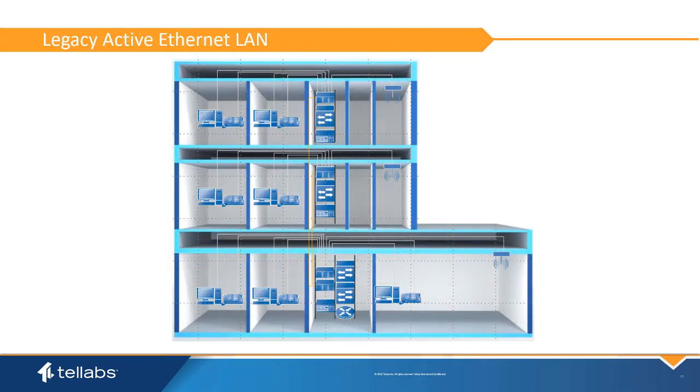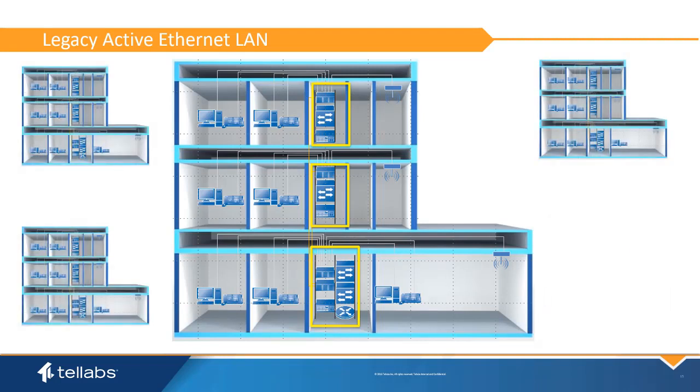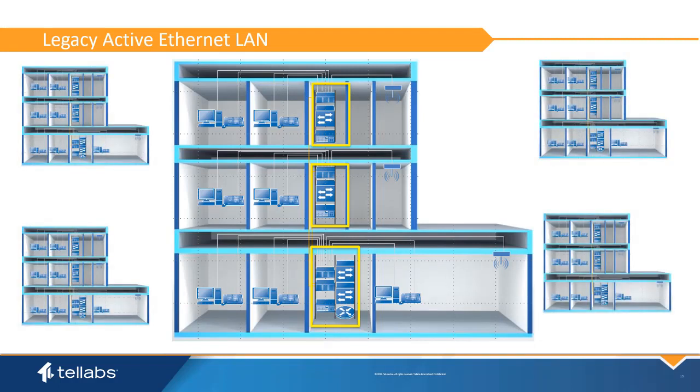Let's look at these architectures a little more closely. First, let's look at a legacy traditional LAN. What you can see here is that you have equipment racked and stacked in all of the telecommunication closets and in the main data center. If you want to replicate this action on campus, it's going to be the same amount of equipment and electronics in every building.